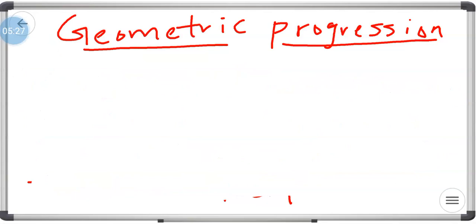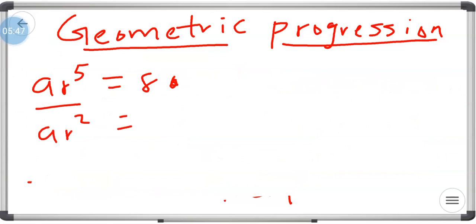Now in dividing, we said divide equation 2 by equation 1. So what's my equation 2? ar raised to power 5 equals 80. And my equation 1, ar raised to power 2 equals 10. So from here we are dividing: 80 divided by 10, that's 8.